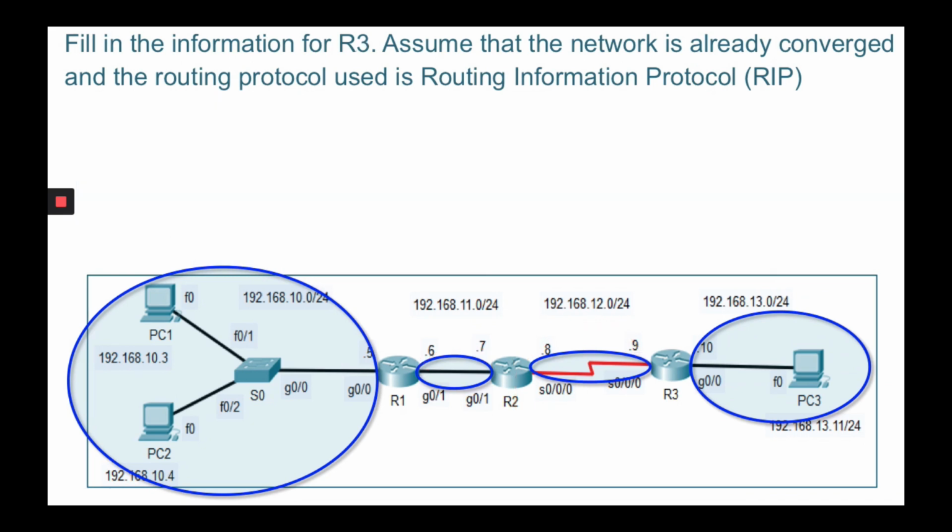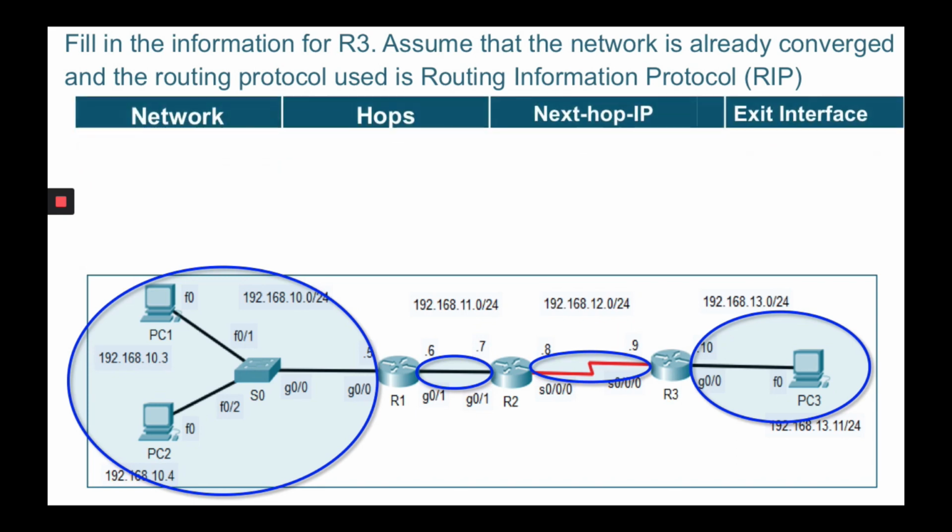Okay, let's go to another scenario here. Fill in the information for router R3. This round, the question is asking you for the information of the routing table in router R3. Assume that the network is already converged and the routing protocol used is the Routing Information Protocol. Now how are you going to fill out the network, number of hops, next hop IP, and the exit interface?